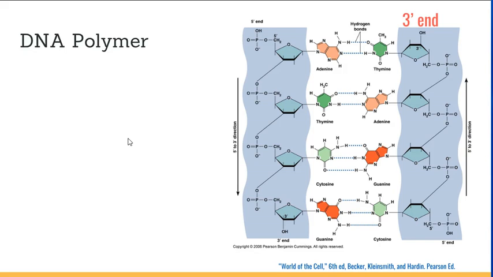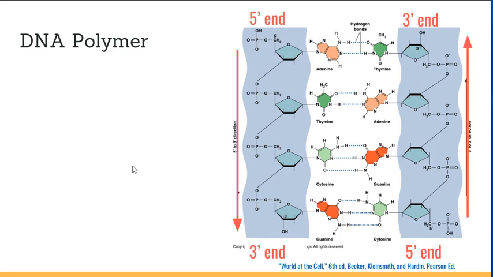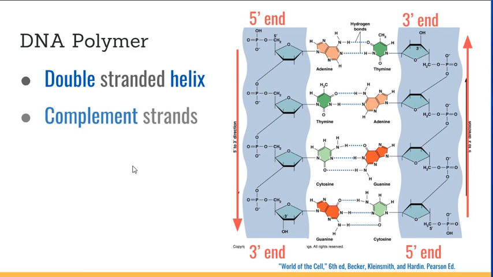Regarding DNA structure, it exists as a double-strand helix. Each of the strands bind in a complement fashion and are anti-parallel. This means that the two strands run in opposite directions, one in a 5' to 3' and the other in a 3' to 5' direction. Each strand has a sugar phosphate backbone with the hydrophobic bases facing towards the inside.